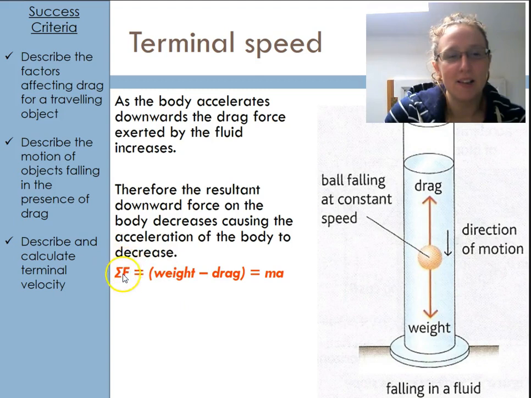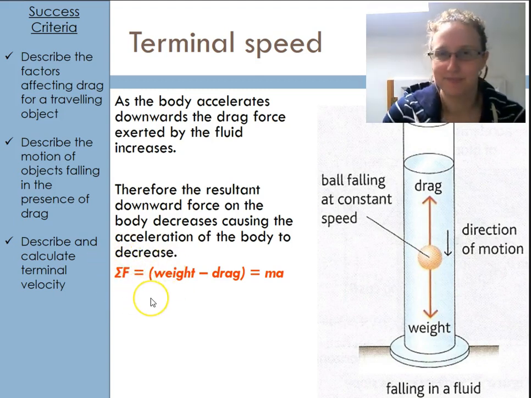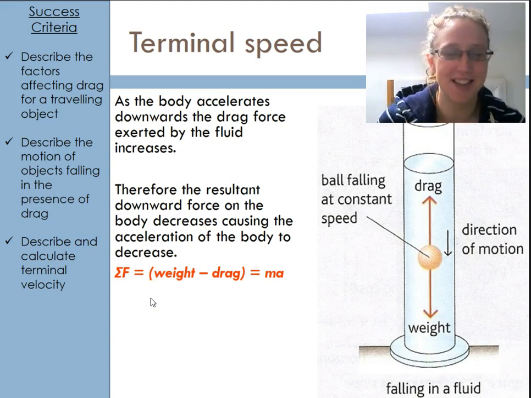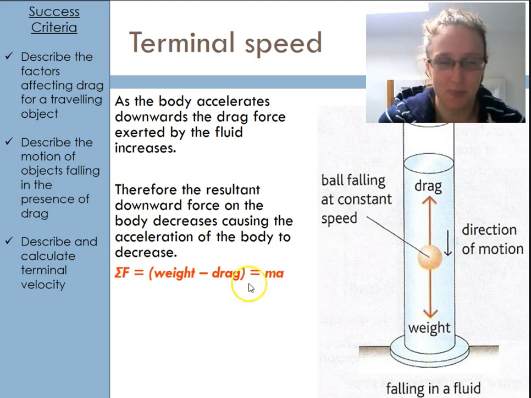So the resultant force we're interested in here, sorry, I'm trying not to sneeze if you're wondering what the pauses are about. The resultant force that we use for F equals ma is going to be equal to the weight minus the drag, which gives us our mass times acceleration. So our resultant force is the difference between the weight and the drag.